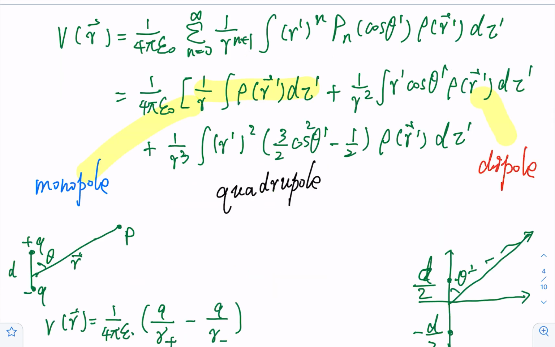Okay, now let's write out explicitly what is the V of R. So here we see that the first term is what we discussed, the monopole term, and the second term is a potential for a dipole term, and the third term is a quadrupole term. Notice that they are ordered by 1 over R.